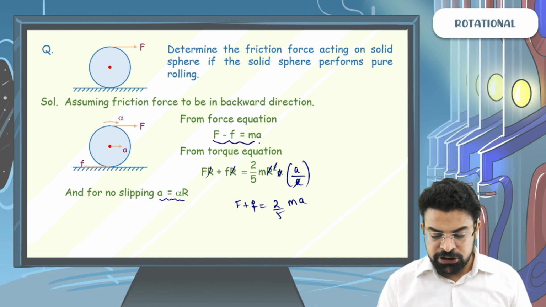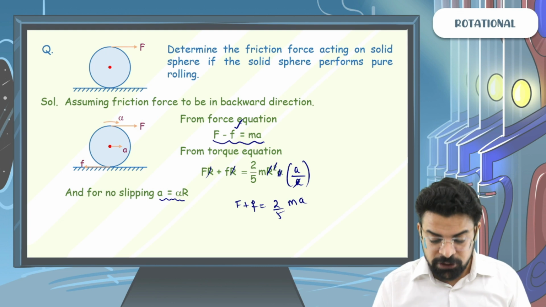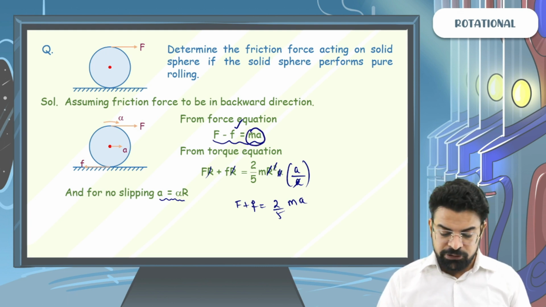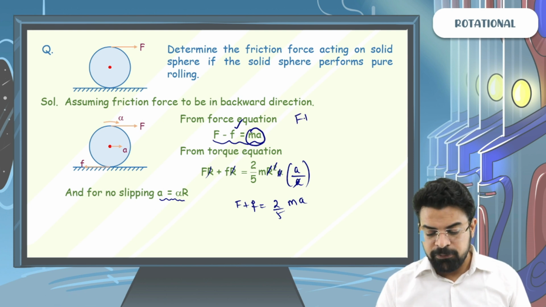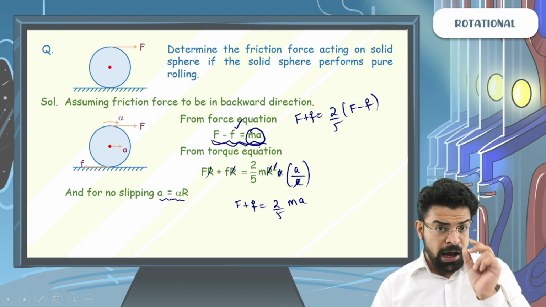And from the first equation, you know F minus f equals ma. Your mission is to find the friction force, so you need to eliminate ma. Substitute the value of ma from the first equation into the second equation. So you will get F plus f equals 2 by 5 times F minus f. In place of ma, from the first equation, I have written F minus f.